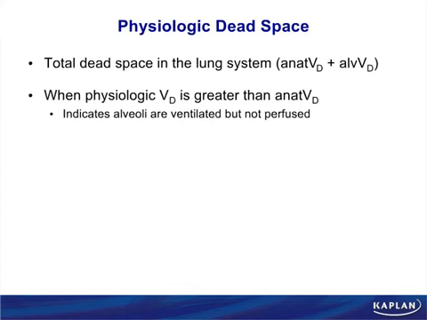Third type of dead space is called physiologic dead space, which is simply the sum of the anatomic dead space and alveolar dead space. So in other words, it's the total dead space in the system. Now, normally we don't have alveolar dead space, so anatomic and physiologic are the same. However, when physiologic dead space is greater than anatomic dead space, that's telling us we have a lot of alveolar dead space. And again, alveolar dead space is not normal. We should have a physiologic and an anatomic that are the same. If physiologic is becoming greater than anatomic, then that means we have alveolar dead space.